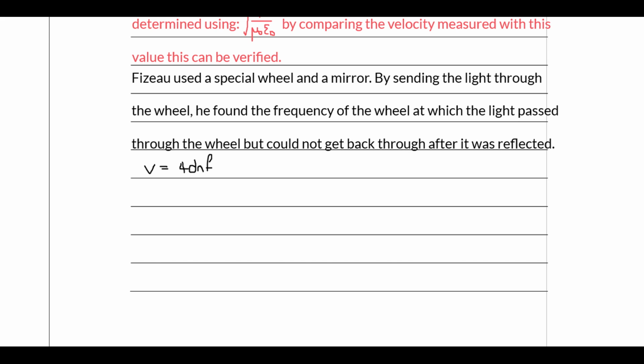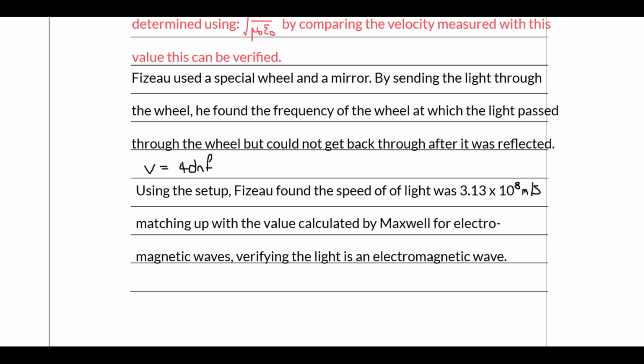Okay, and that is the piece of evidence that said actually light is an electromagnetic wave, because the speed of light matched up with that predicted by Maxwell's electromagnetic wave equation. So that finishes off the answer to this question. Let's move on to question 4.